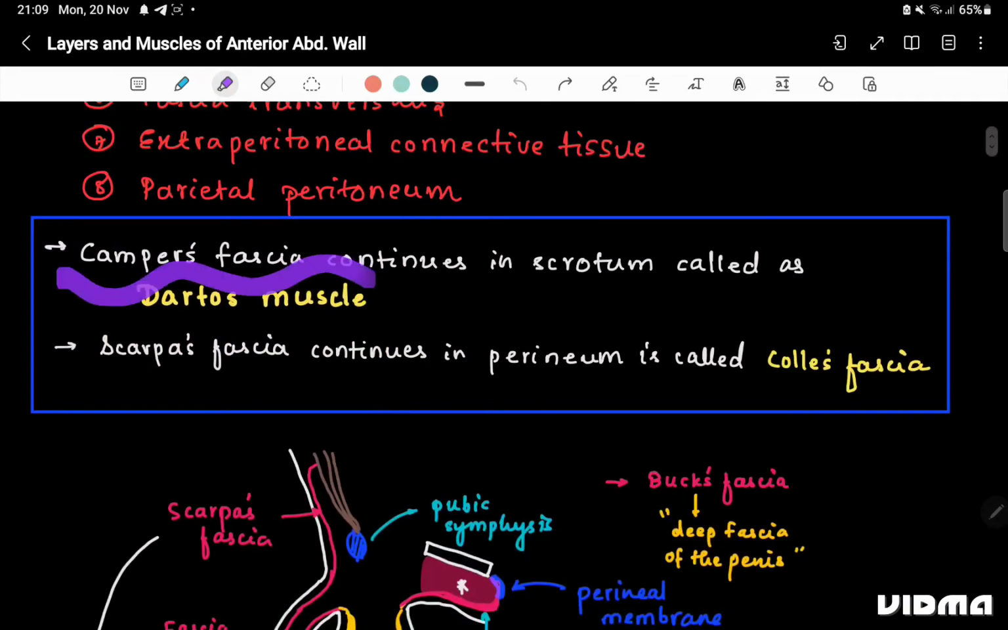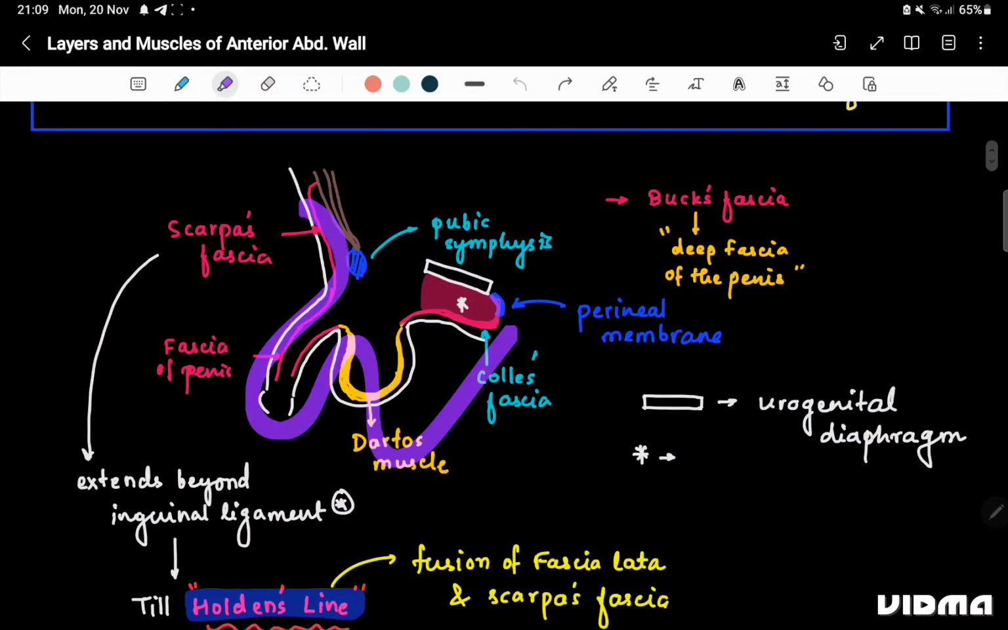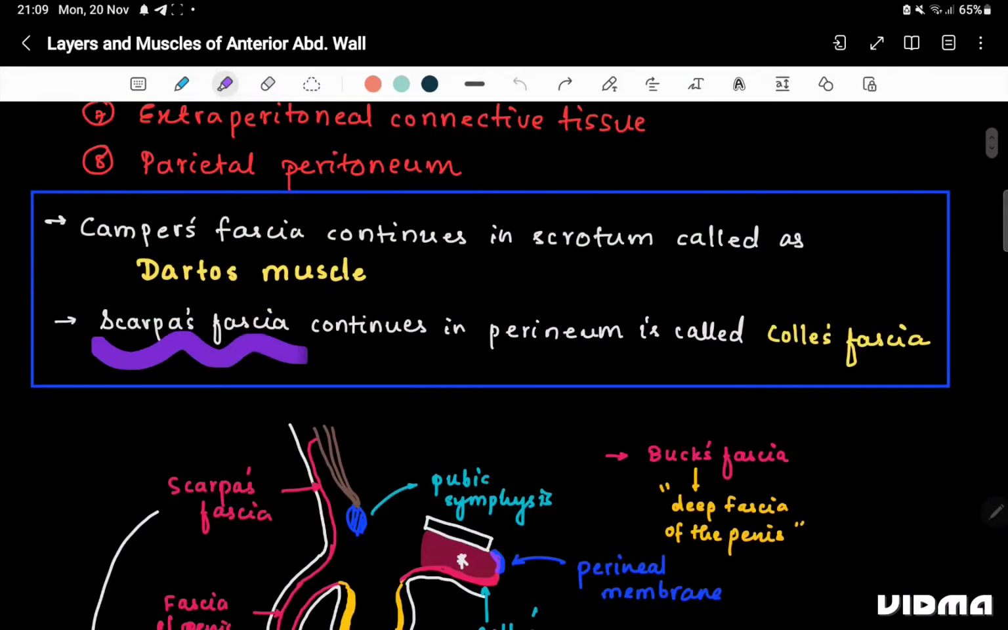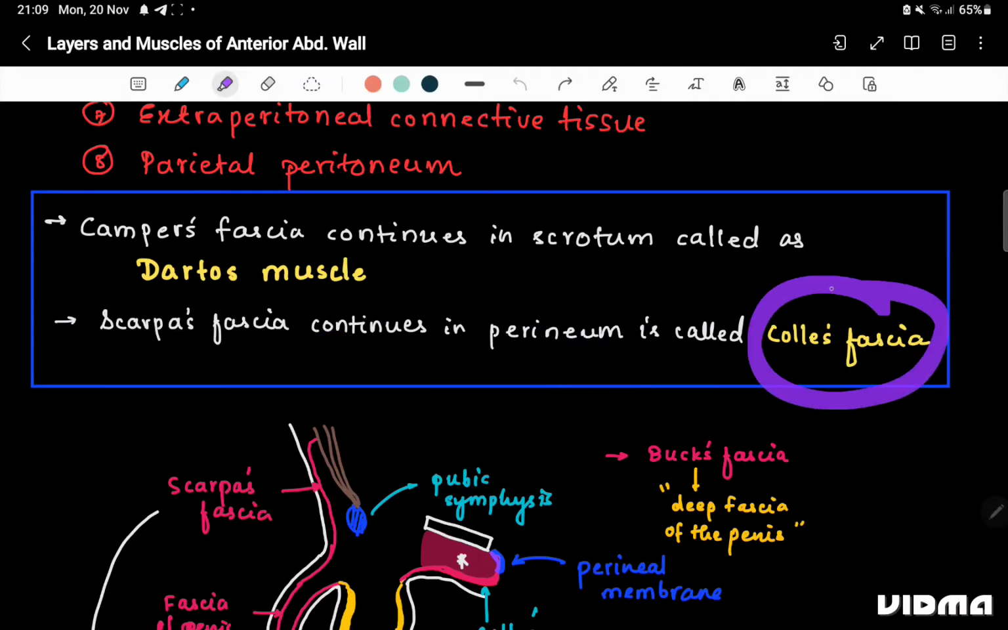Okay, Scarpa's fascia will continue in the scrotum, which we call the dartos muscle. Remember, we discussed the structures in our pelvis discussion. Scarpa's fascia continues in the perineum, which is called Colles fascia.